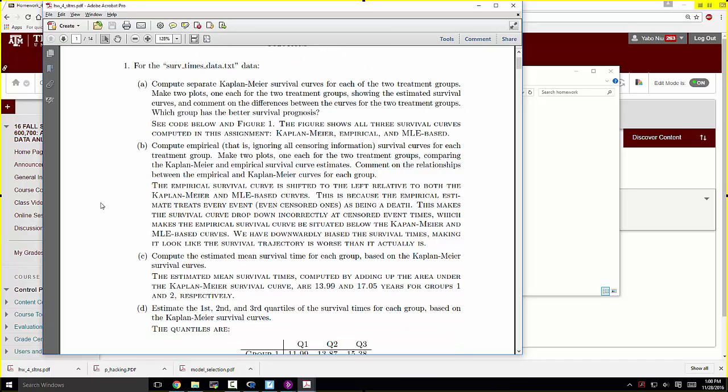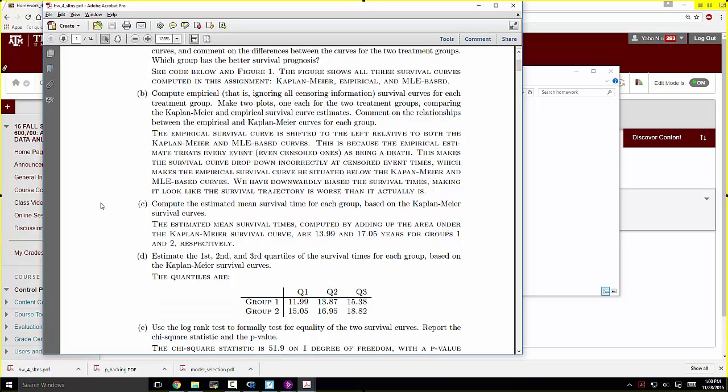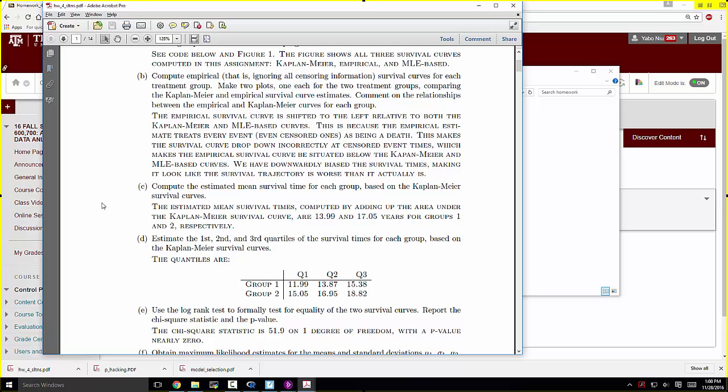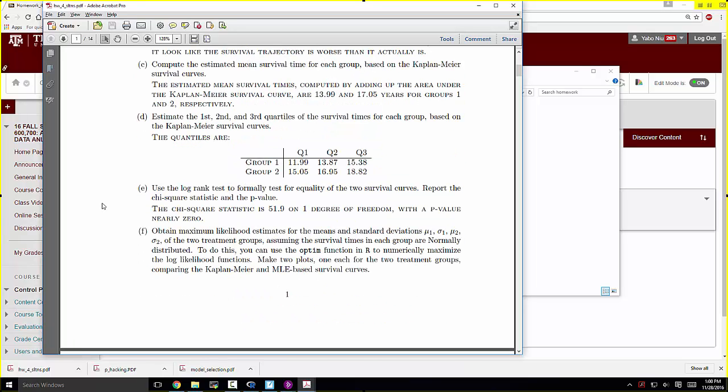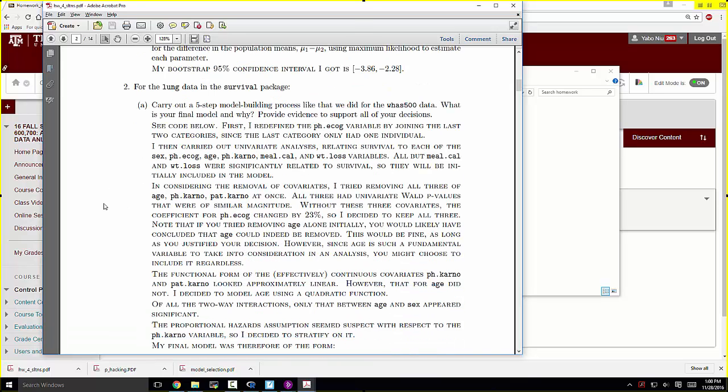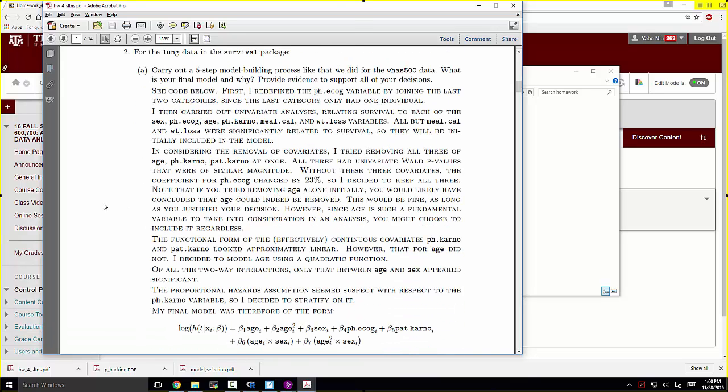Did anybody have any questions or concerns about the first one? I think that one was, yeah? So number one was the survival curves. Okay. Based on my feedback from others, I think we were okay with the first one. So let's consider the two that we did actual model selection for.